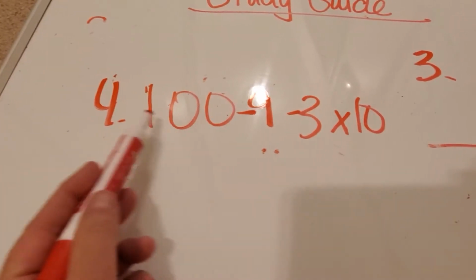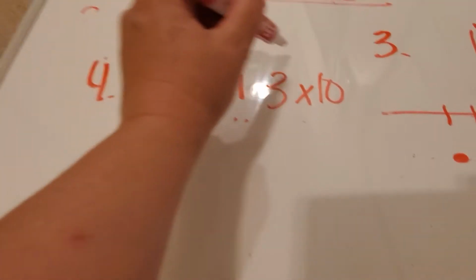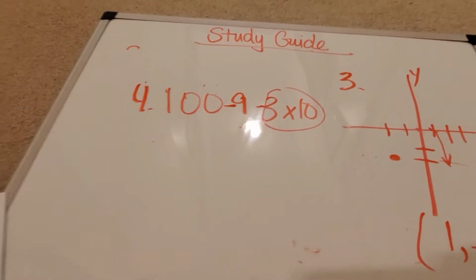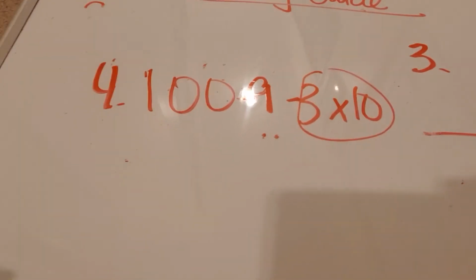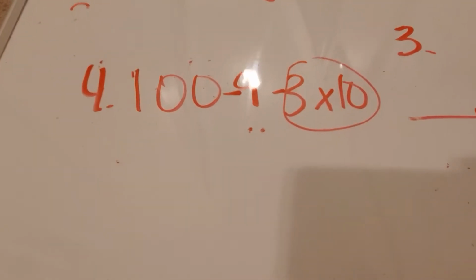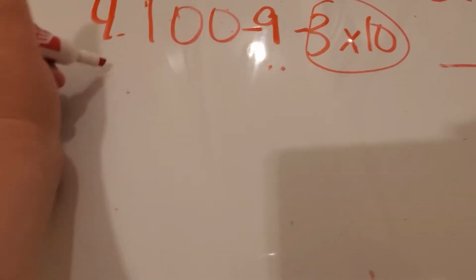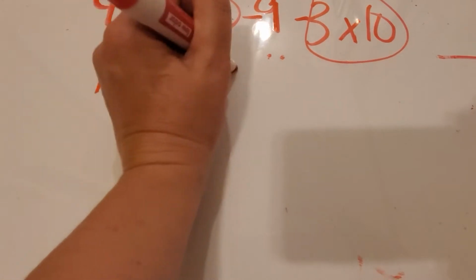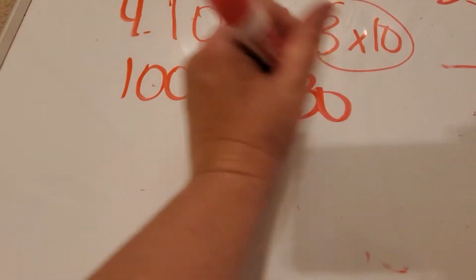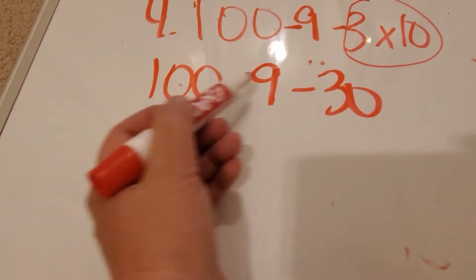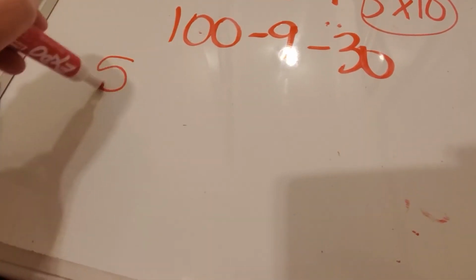But remember, do not do this first. You need to do your multiplication. Because in order of operations, it's parentheses, exponents, then multiply, divide, right? So you're going to say 100 minus 9 minus 30. You're going to work it from left to right, okay?